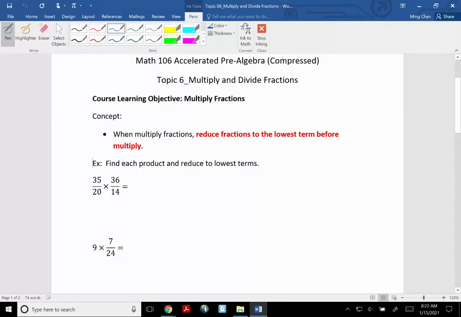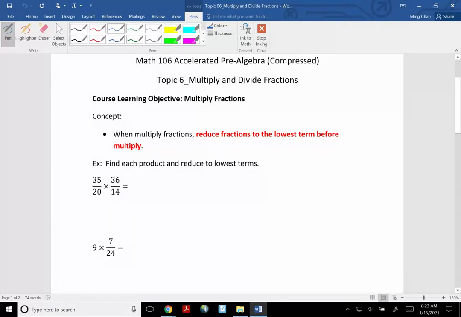So when we multiply fractions, what you want to do is reduce fractions to the lowest term before you multiply. In topic number 5, we talked about reducing fractions. That means we're going to cancel them out, top and the bottom, using a common factor. So when we're multiplying fractions, you take the top number and reduce it with the bottom.